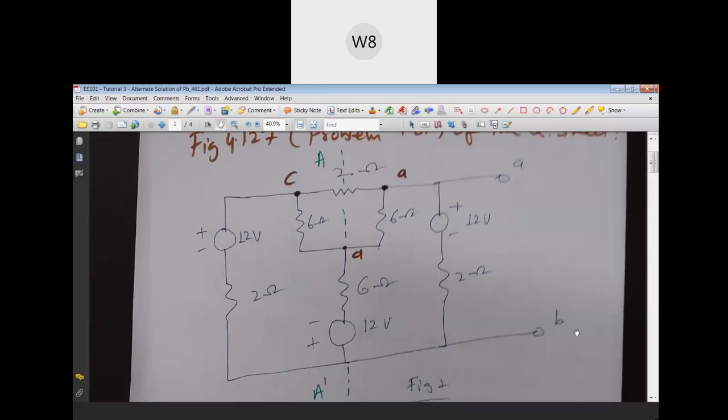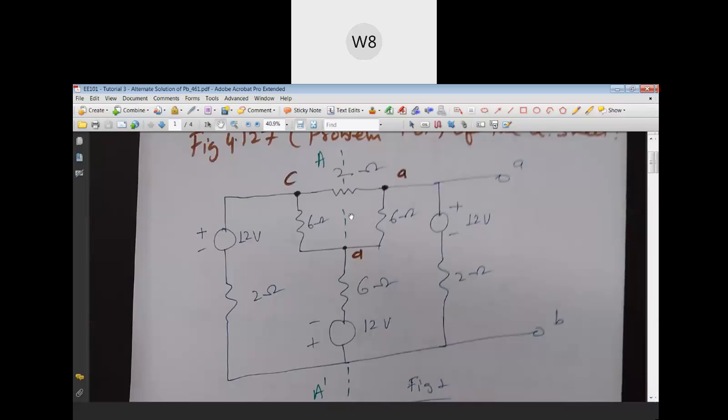So what we will do is modify this circuit, especially with respect to this 6 ohm resistor, this 12 volt source and this 2 ohm, so that the entire circuit can be split into two independent halves about line A and A dash. That will reduce the number of meshes from three to only one mesh. That means it can be solved using only one variable.